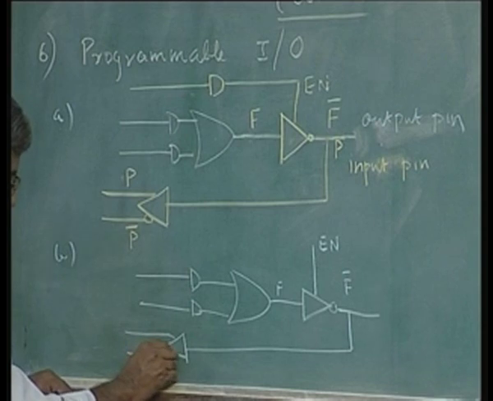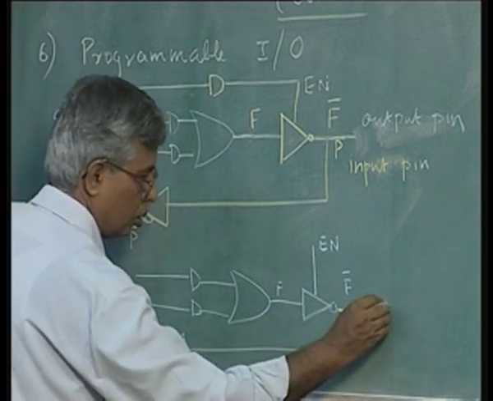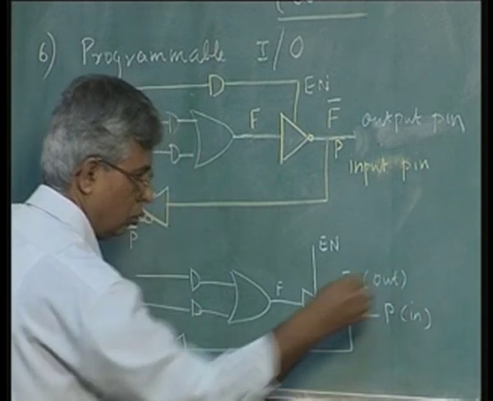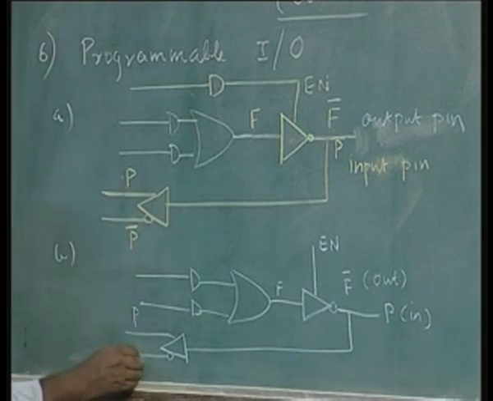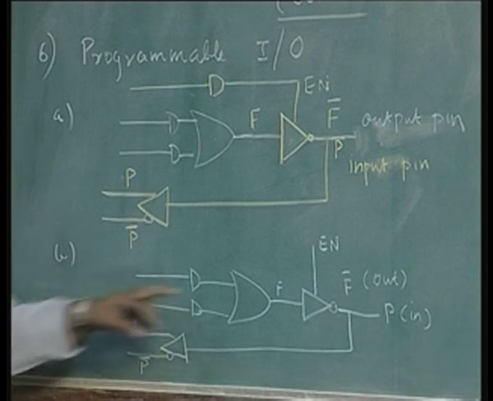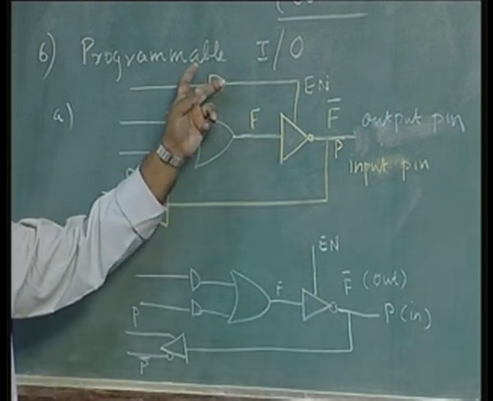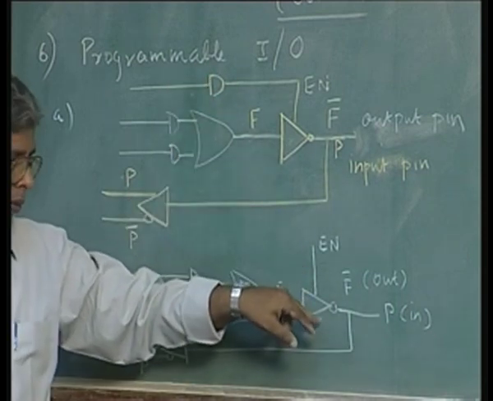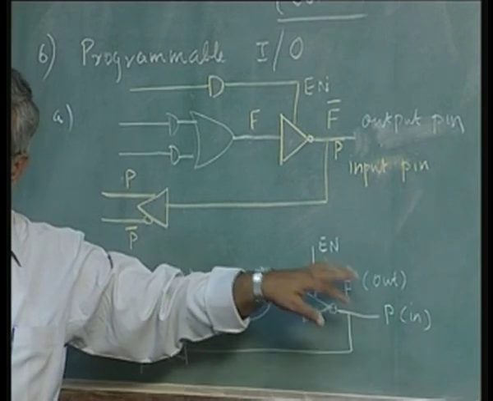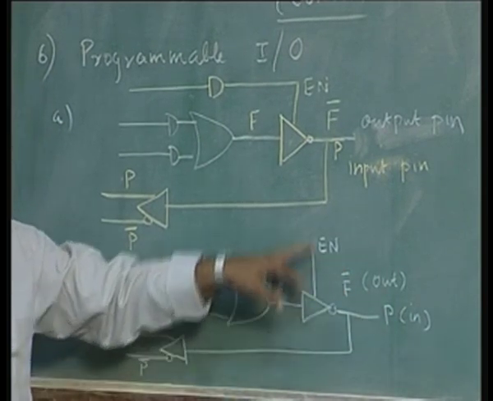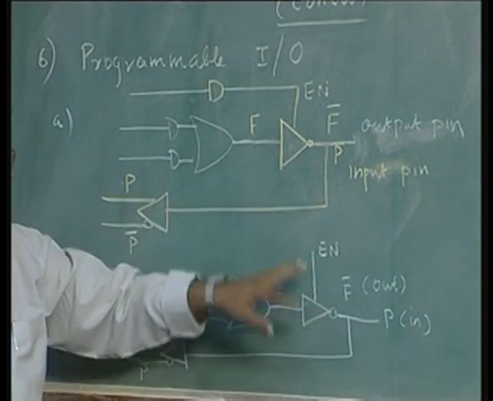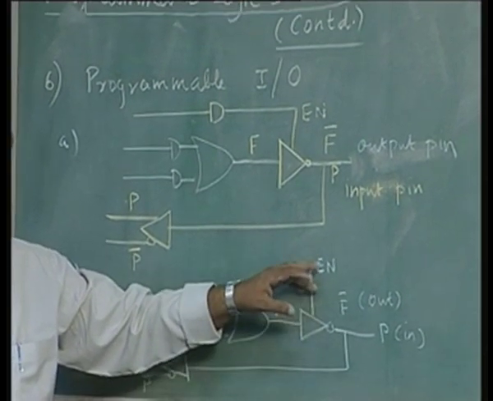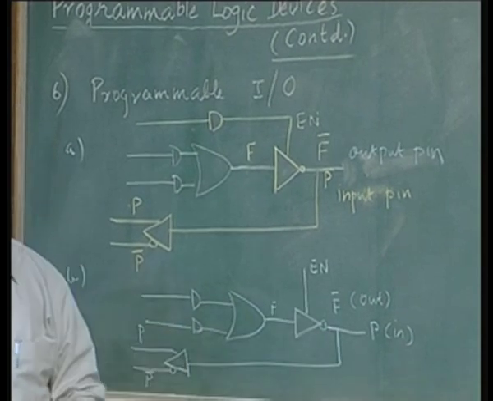So, what I am saying is that this enable function need not come from a combinational logic within the gate array structure. It can also come directly from an enable input that you give to the chip. And several of these redundant output pins can be connected together with this enable input, so that all of them will be available to the designer as inputs.